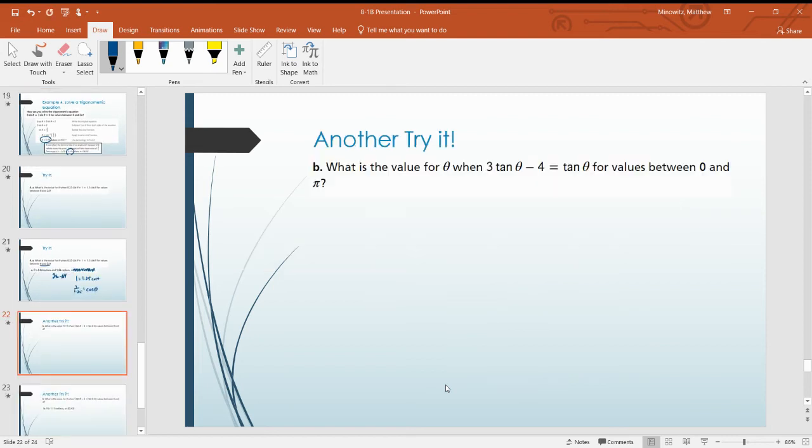Now you get another attempt. Okay, now I just want an angle between 0 and pi. So I'll give you a hint, there's only one answer here because tangent is positive in the first quadrant and negative in the second quadrant. So it's either a first quadrant angle or a second quadrant angle between 0 and pi. Pause the video, see if you can do it. Let's see how you did.